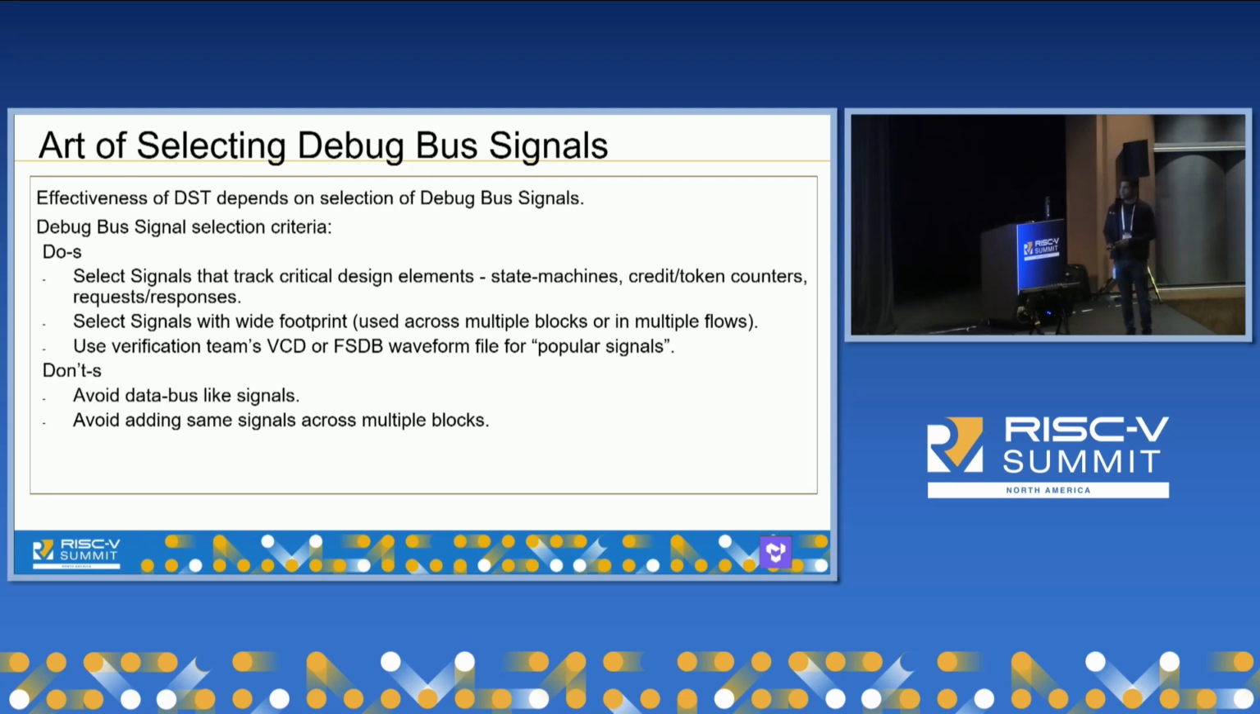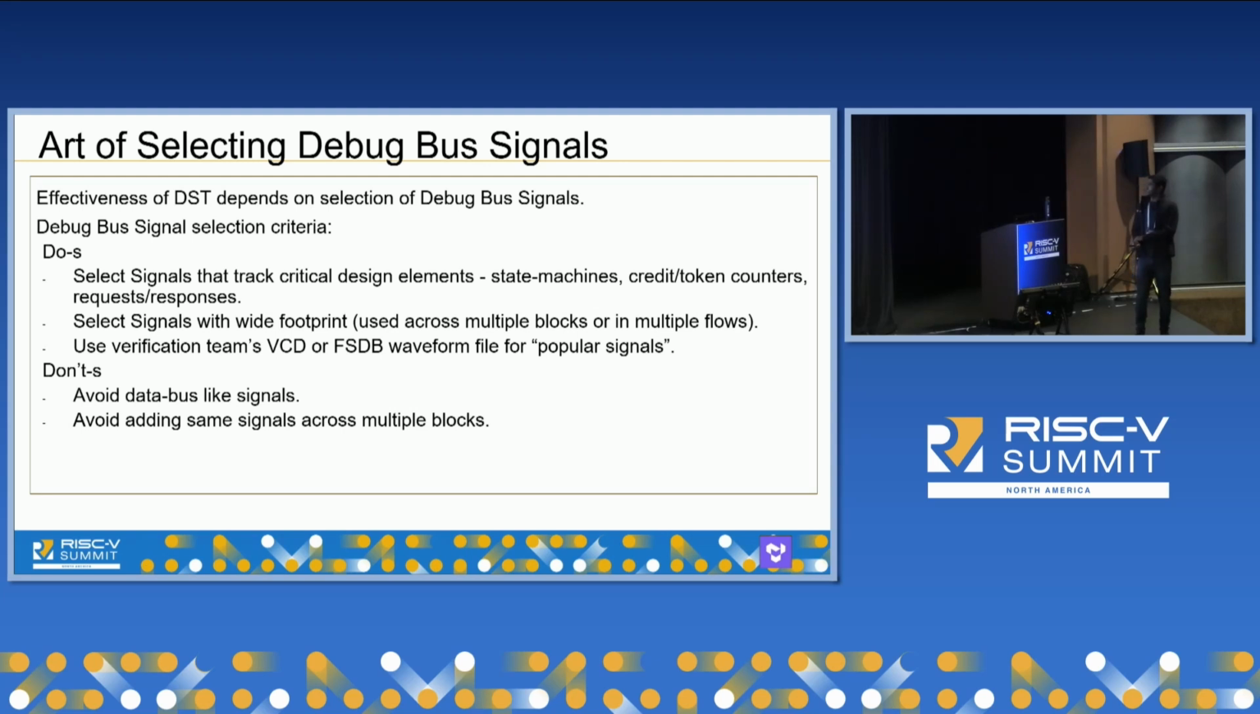Now, what are the don'ts, right? Avoid data bus, it is no good really. And also some signals tend to appear in multiple blocks multiple times, so avoid repeatedly capturing the same signal from different blocks. So, in summary, you want to follow certain best known methodologies for selecting debug bus signals so that you're selecting the right set of signals.